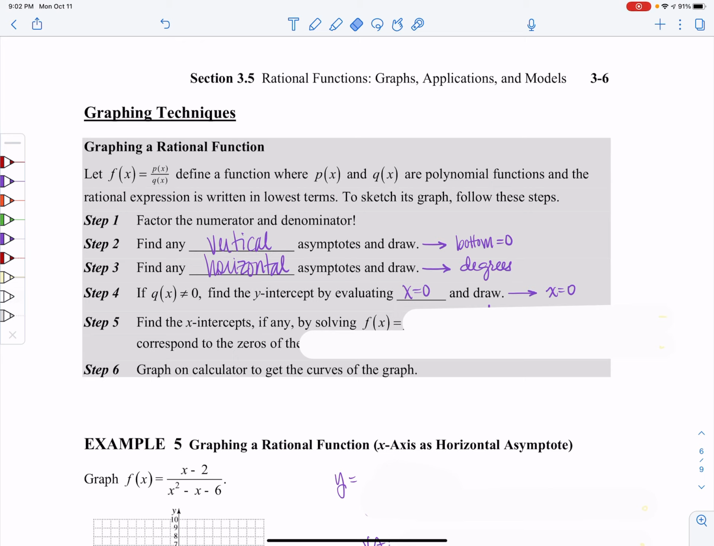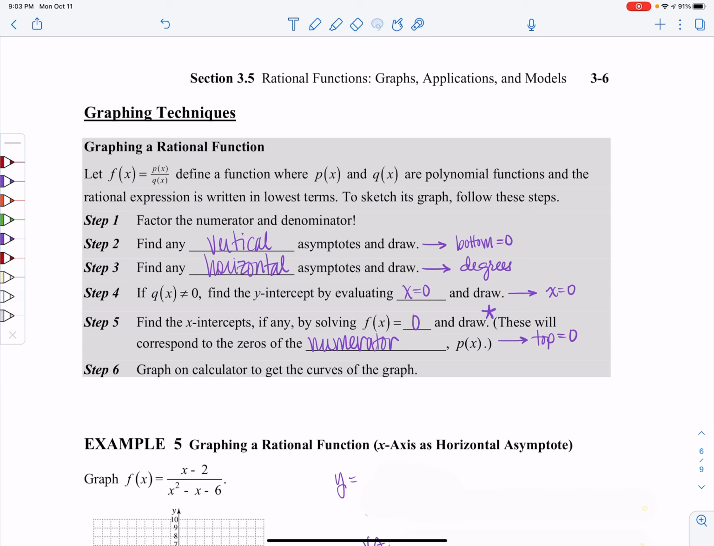For step number 5, we want to find the x-intercepts. And we're going to do this by only getting f of x equals 0. And this is going to be done by only looking at the numerator. If you can find the zeros of the numerator, if you can find out what makes the top 0, then you will be able to find the zeros of the rational function.